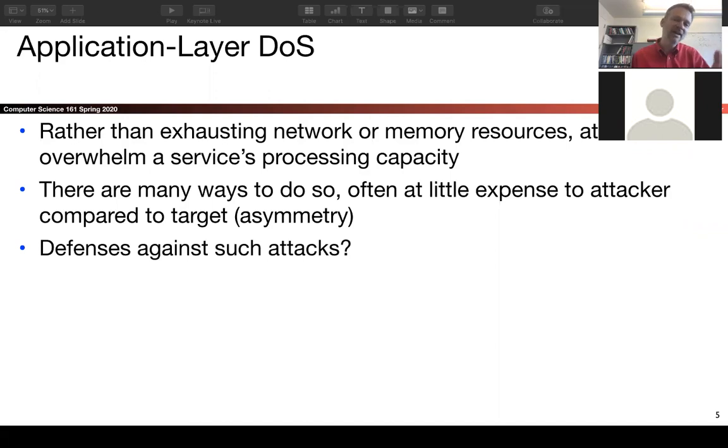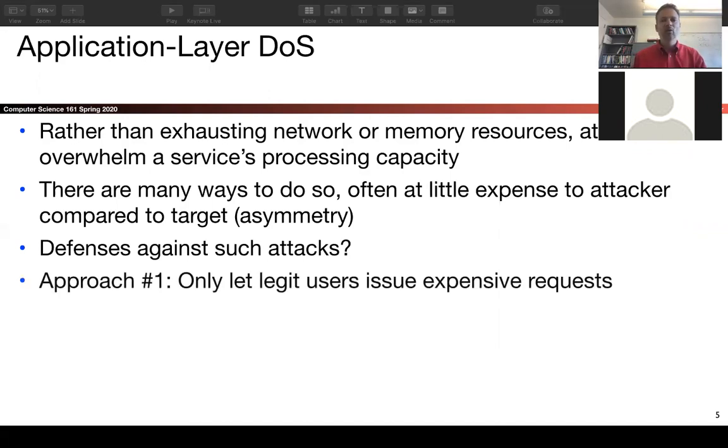Okay, so how do you defend against this? Well, one approach is, let's say you've chosen good algorithms with good worst case performance, but there's still some requests that could take a long time, lookups into some database or something like that. One approach is to authenticate the user and only let legitimate, authorized, known good users issue those requests that are expensive. Okay, so that's sometimes possible.